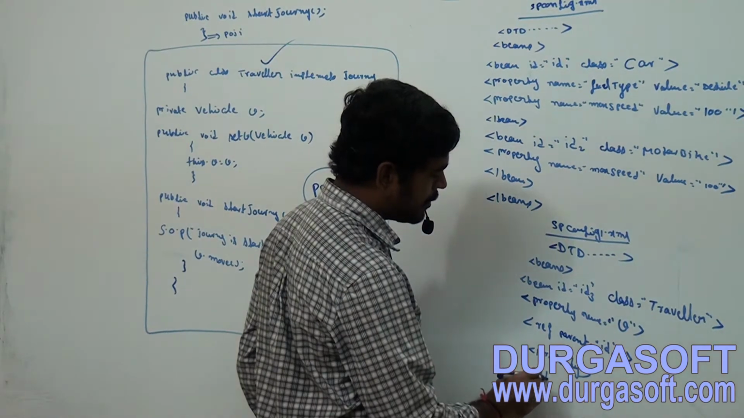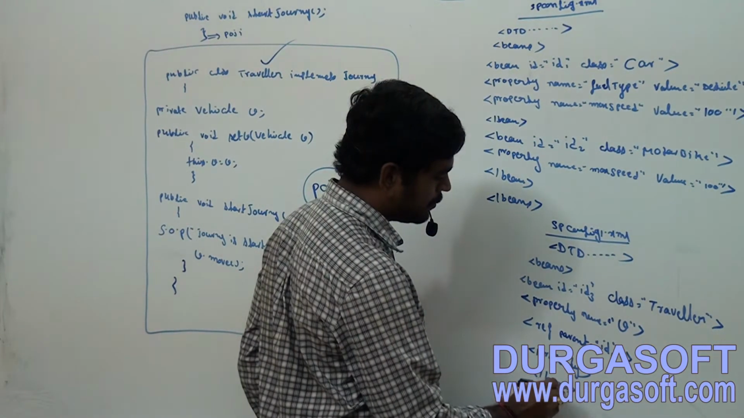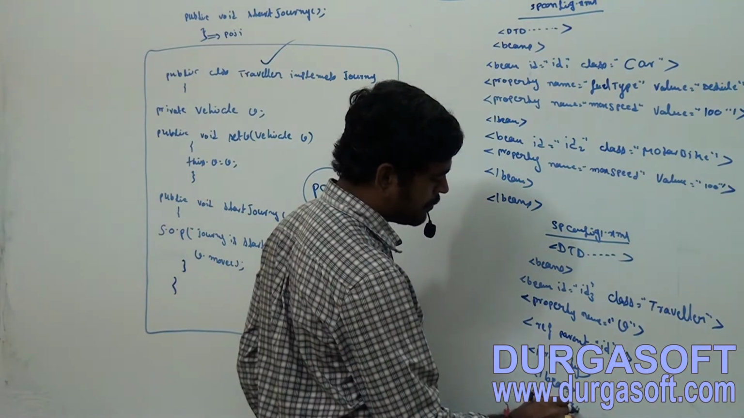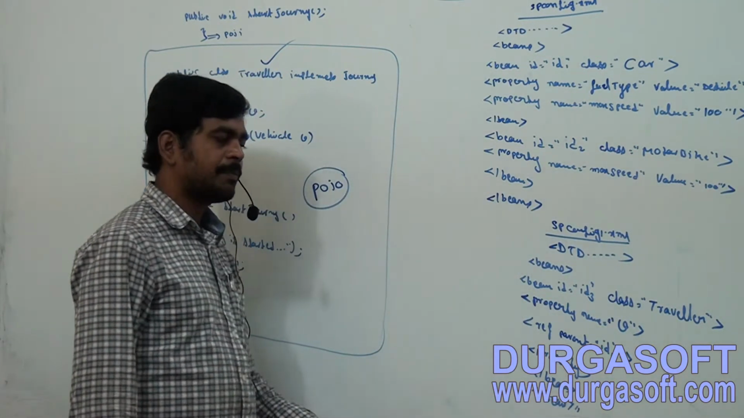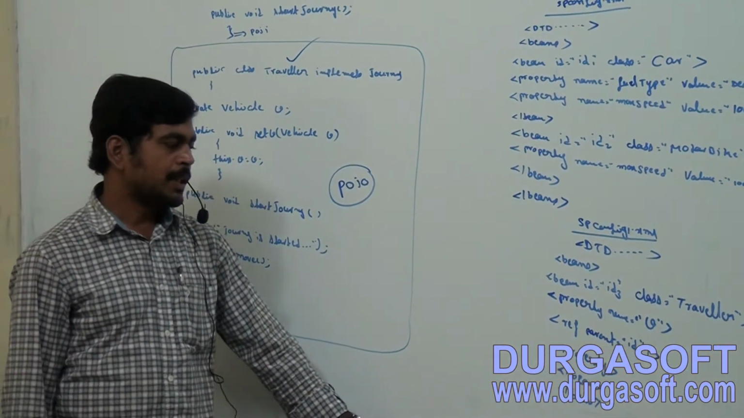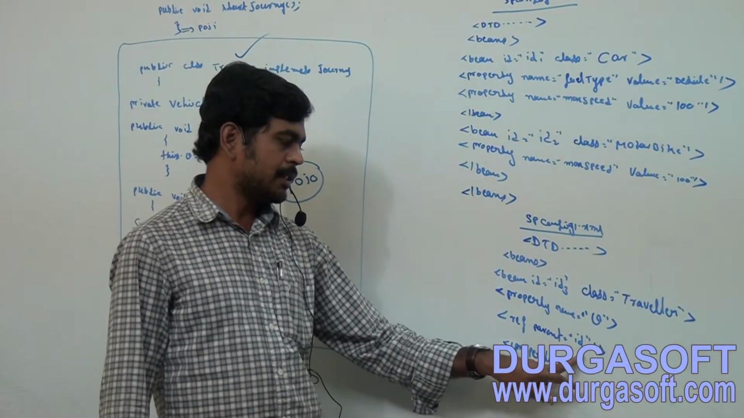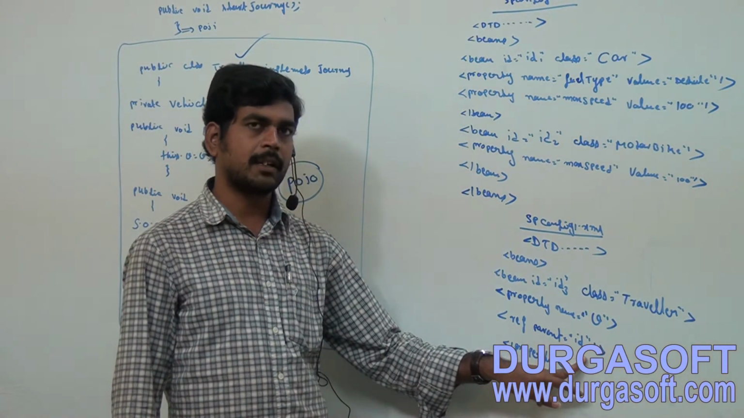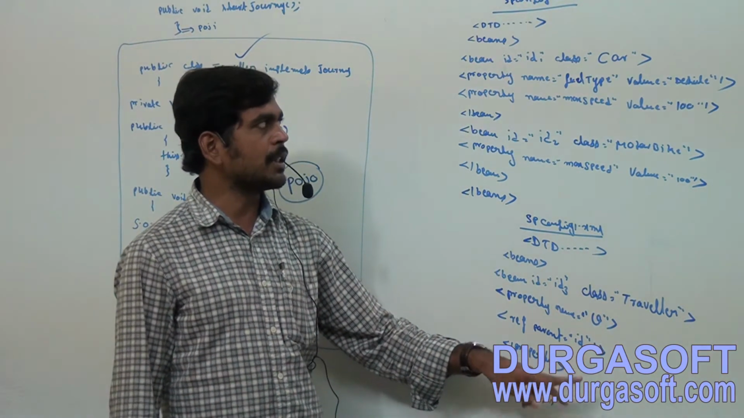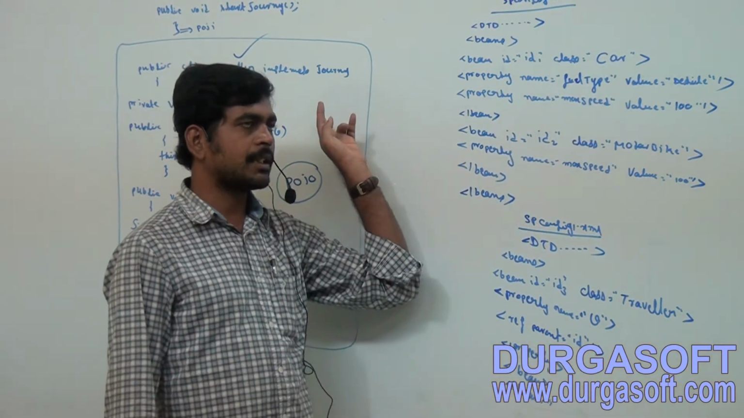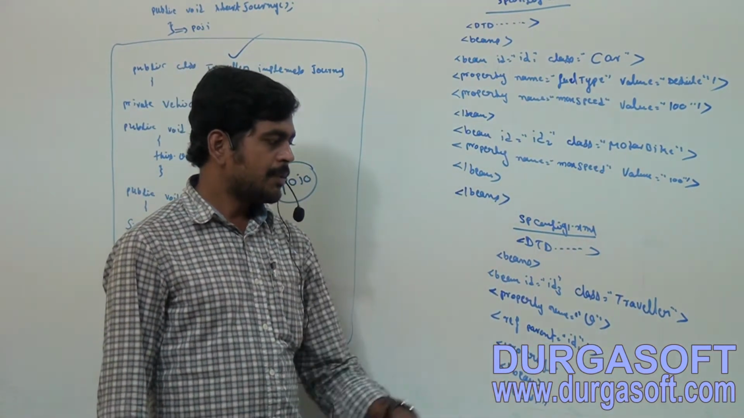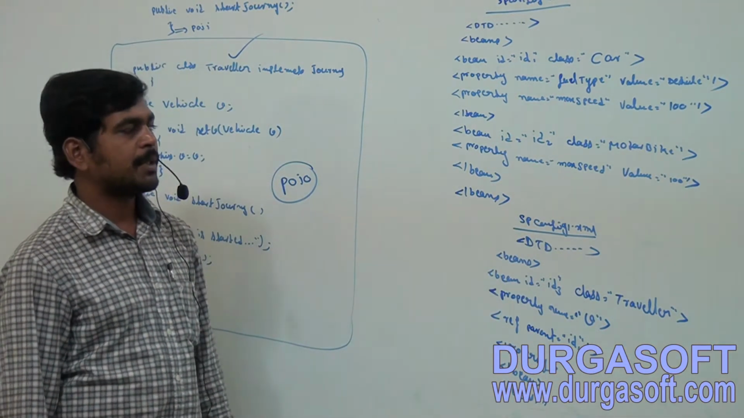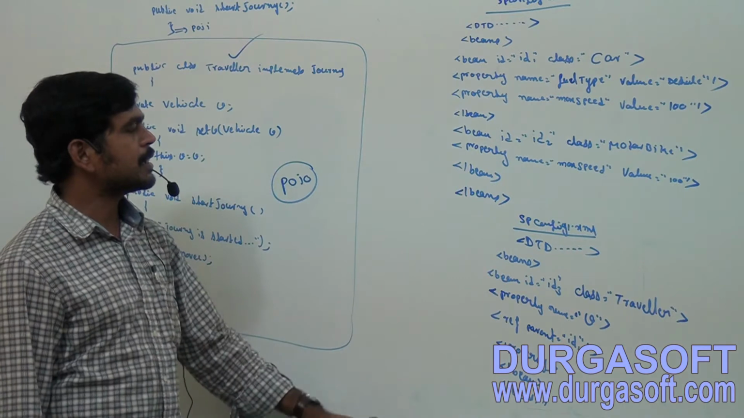Then close the bean. Then close the beans. Like this we can configure. Whenever we take id1, the Spring container is going to place the car class object inside the Traveler class. Whenever we take id2, the Spring container is going to place the motorbike object inside this Traveler class.